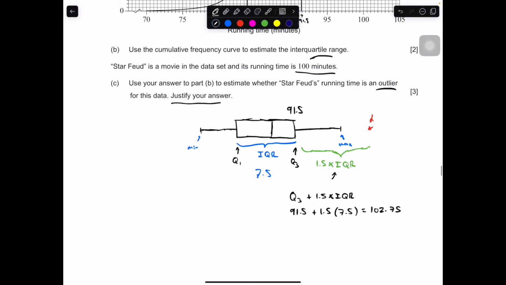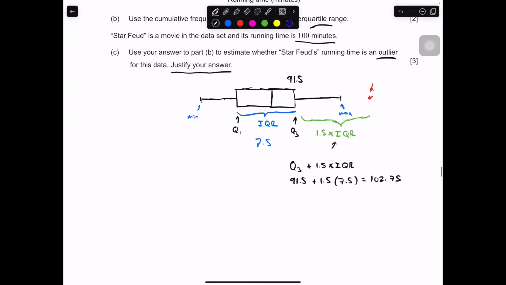Justify your answer. In this case, we could write 100 is less than 102.75. And since it's less than our maximum extreme point, we would say no, it's not an outlier. And this right here would be a justification, because this is our potential maximum point and it's within that range. It's less than this 102.75.